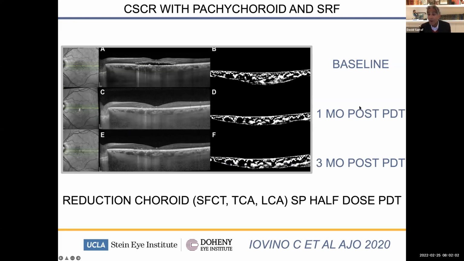And in this case, after half dose PDT, again, we can see resolution of the subretinal fluid with a commensurate reduction in choroidal thickness, as well as a reduction in the total choroidal area and the luminal choroidal area, in this case after half dose PDT. It's interesting that the Europeans seem to prefer half dose PDT. I tend to gravitate towards half fluence PDT. In our study, we saw that both were associated with reductions in the choroidal area and choroidal thickness, but that the reductions were slightly greater with half dose PDT.